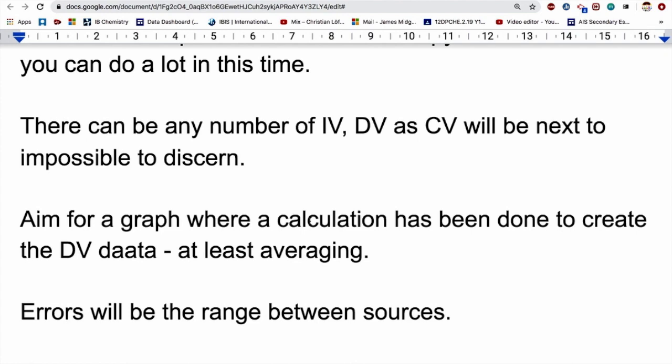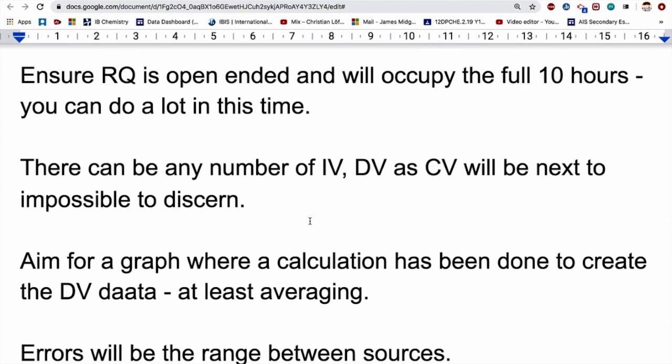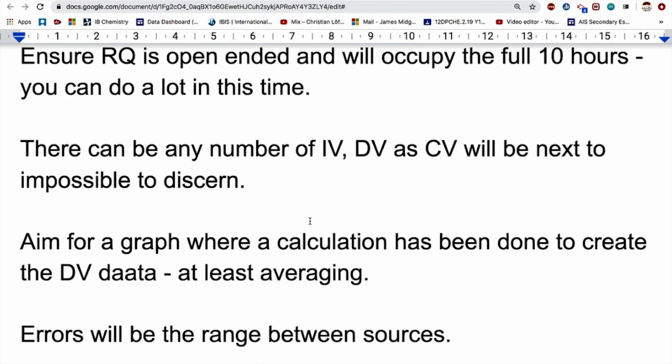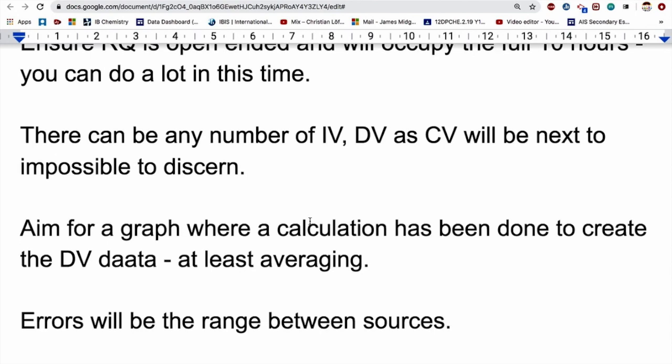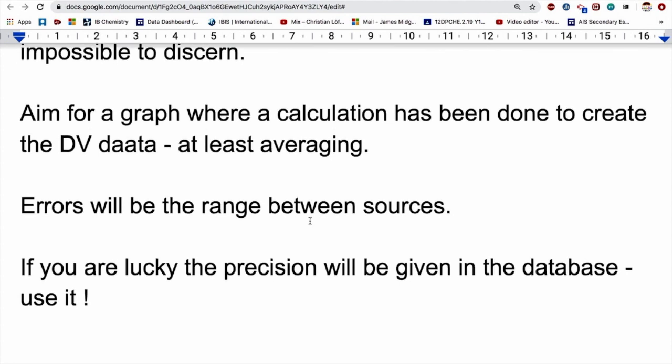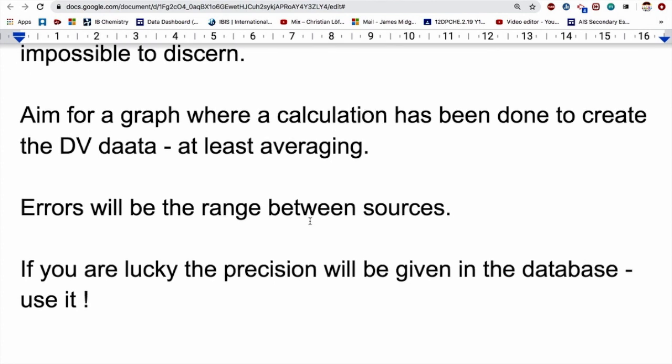But if your simulation is restricted purely to the independent and the dependent variable with no way of you controlling the variables around that experiment, you're going to be struggling to get the high bands within exploration and analysis on the internal assessment. So you need to choose your simulation very, very smartly. You should still aim for a graph where there is a calculation. Raw data is not enough.